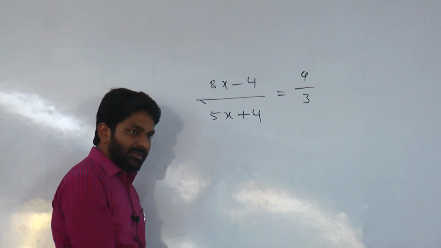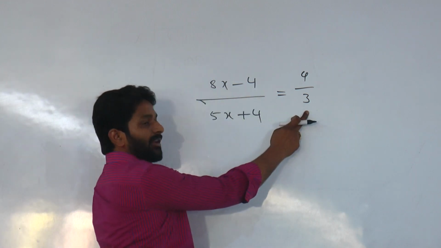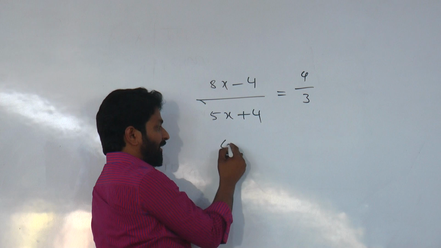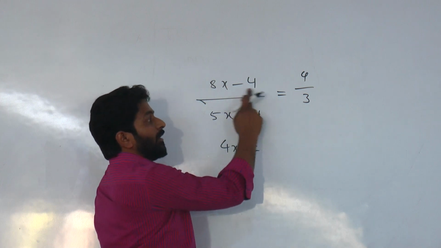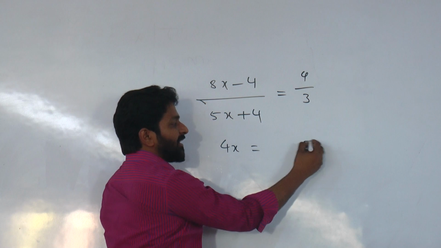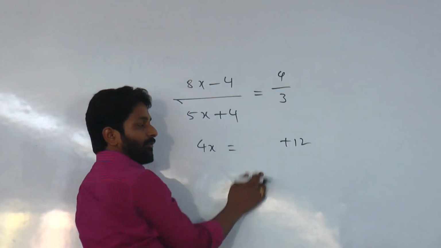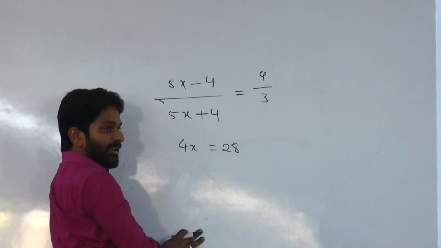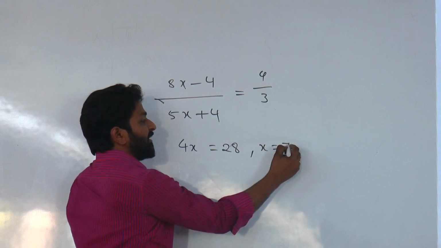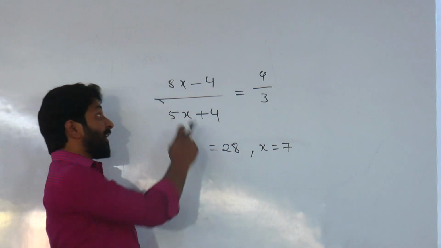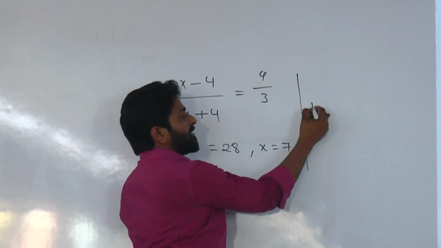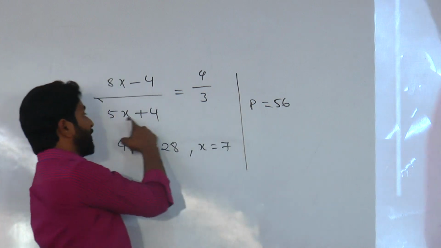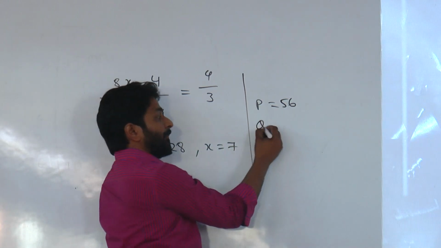Go for cross multiplication. 24x, 20x. The difference is 4x. Minus 12 goes to the right-hand side and becomes plus 12. 4 into 4 is 16. Total 28. So 4x is equal to 28. x is equal to 7. P's age is 8x, so P's age is 8 sevens, 56. Q's age is 5x, 5 sevens, 35.